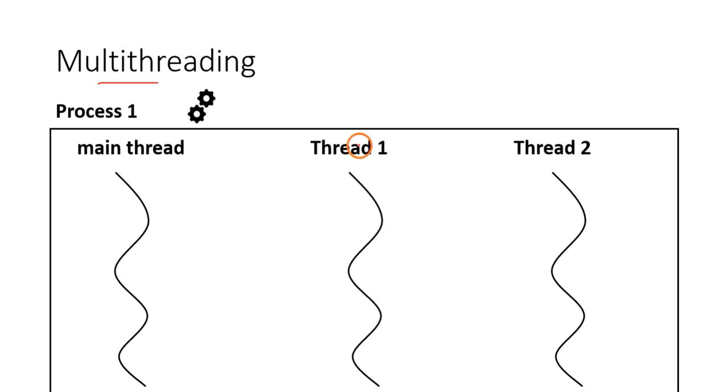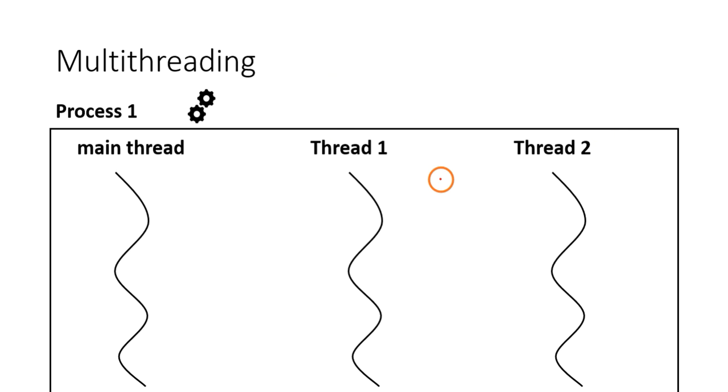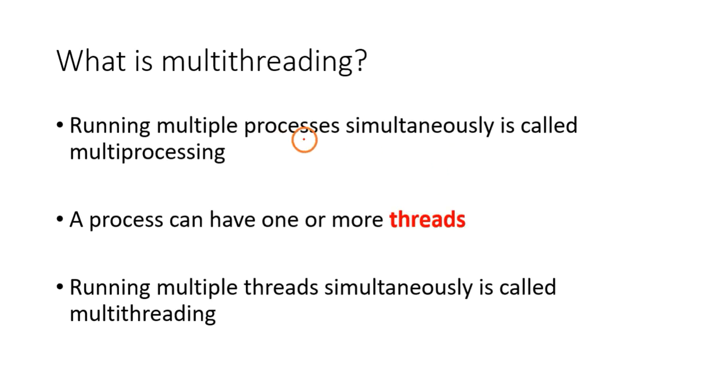So what is a thread? A thread is defined as a flow of execution. A thread is defined as a flow of execution in a program. Right? Okay. So I think it is clear.